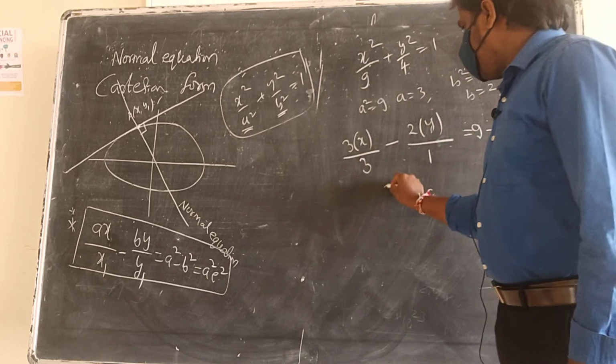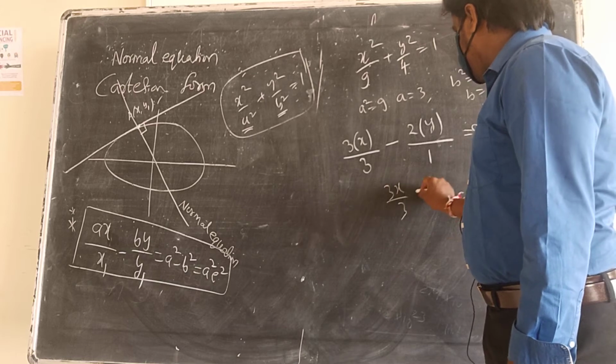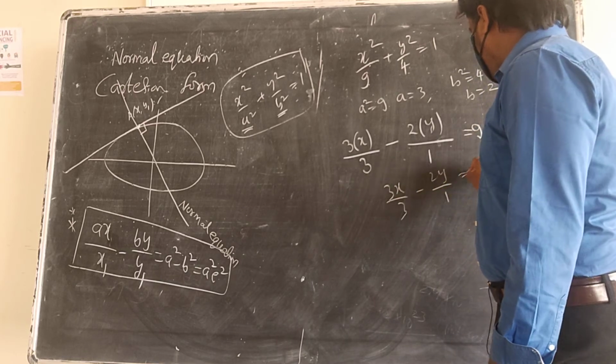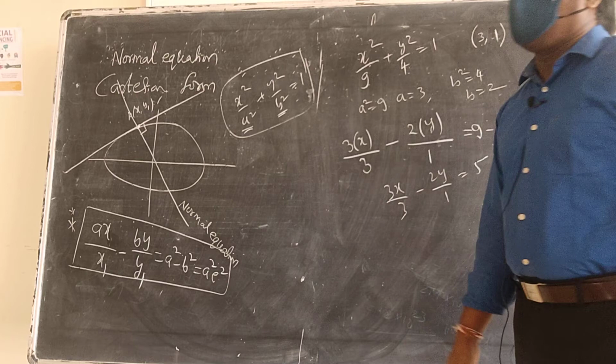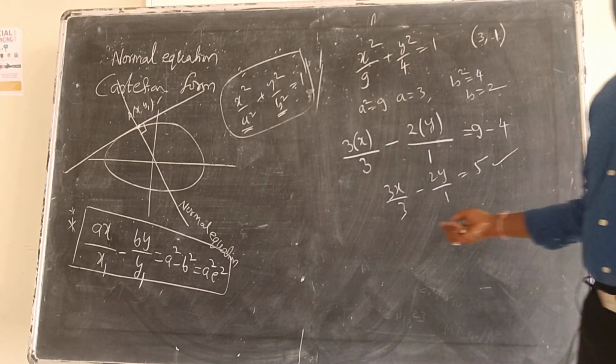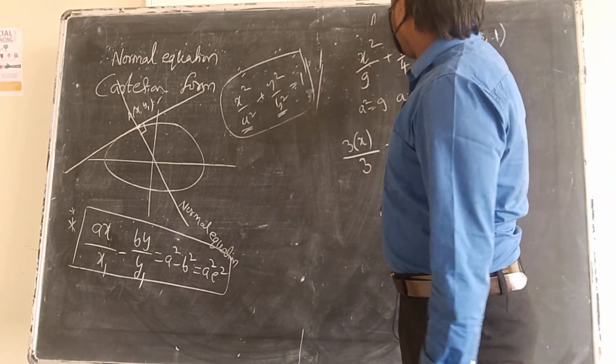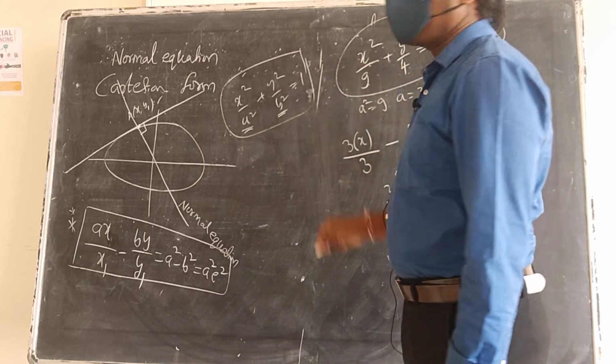What did I get here? 3x by 3 minus 2y by 1 is equal to 5. This is the equation of the normal. You can do it this way, otherwise you can differentiate.